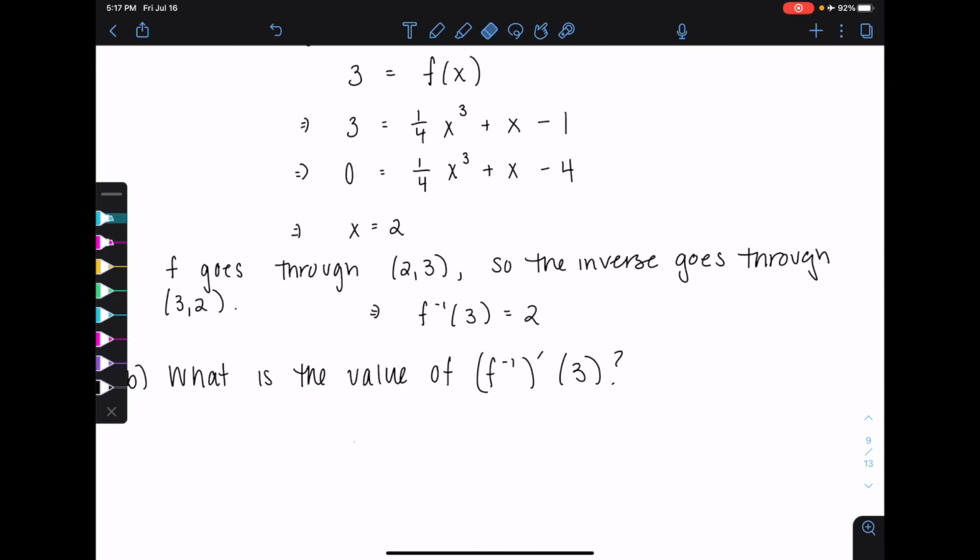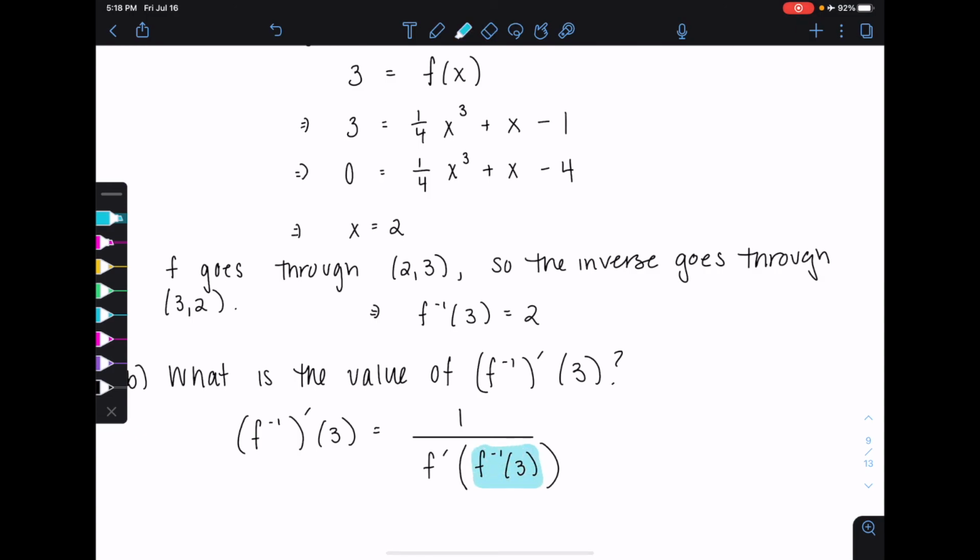Utilizing that, we now want to see what is the value of the derivative of the inverse when I plug in 3. Using our expression, that's equal to 1 divided by the derivative of my original function, evaluated at f inverse of 3. But f inverse of 3 is just 2. So really, all I'm going to do is find the derivative of my function, plug in 2. 1 over that will be the derivative of my inverse.